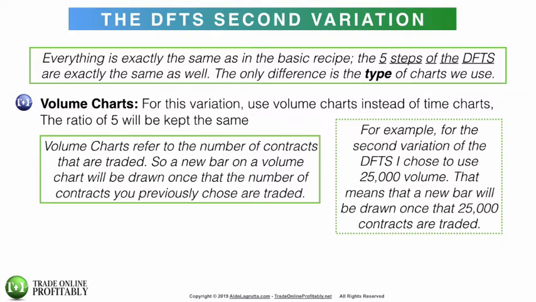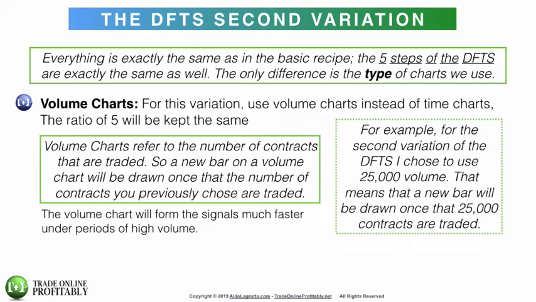Are contract charts or volume charts more advantageous when using the DFTS? In our opinion, yes, and here is why. Imagine that the market is moving very fast and there is a lot of volume. The 5-minute chart will need at least 5 minutes to complete the next bar. That may result in top signals being delayed and sometimes not appearing at all. However, the volume chart will form the signals much faster under the same circumstances.